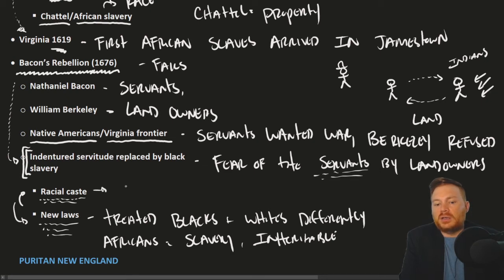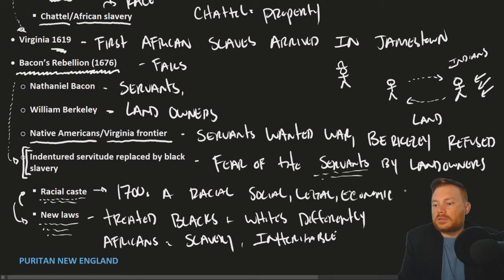So we might say about Virginia and about other colonies is that by the 1700s, a racial, social, legal, economic system took root. All right, took root. And this system in Virginia eventually does spread to the other southern colonies that get founded later, the Carolina colony, the Georgia colony, the Maryland colony, etc., etc., etc.